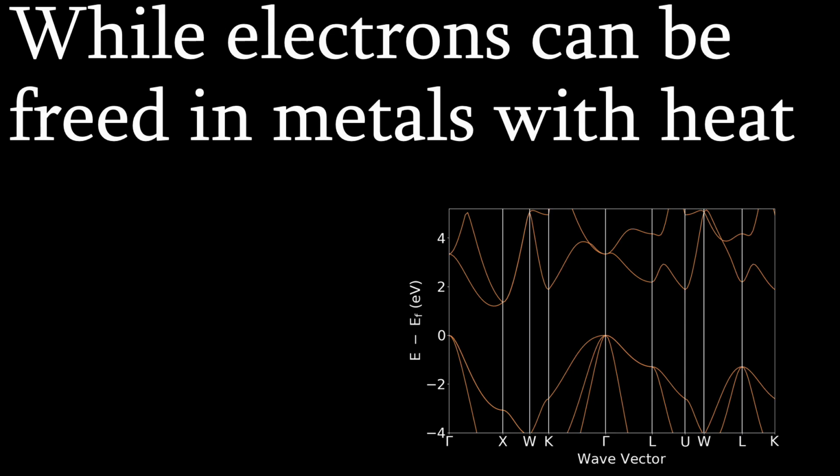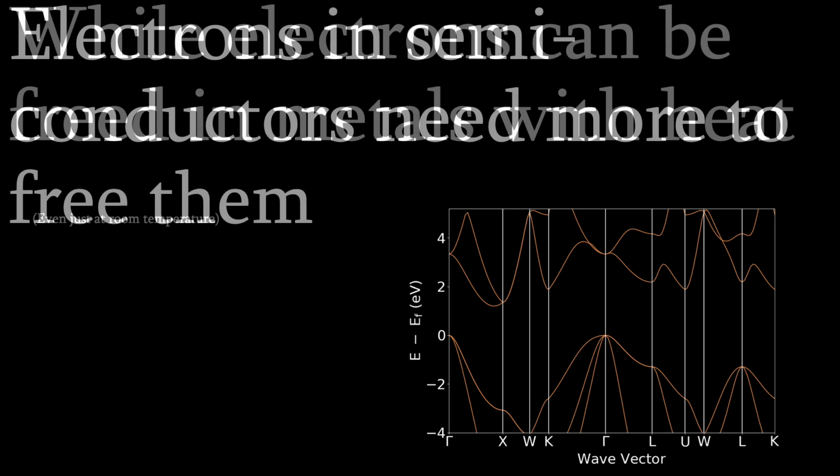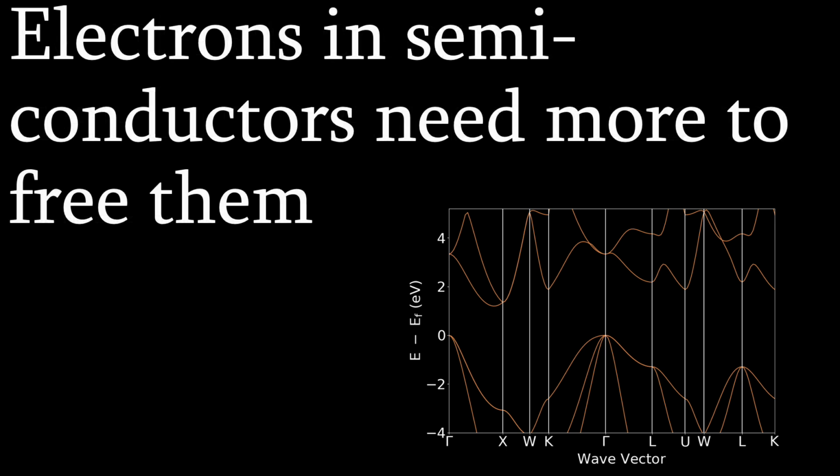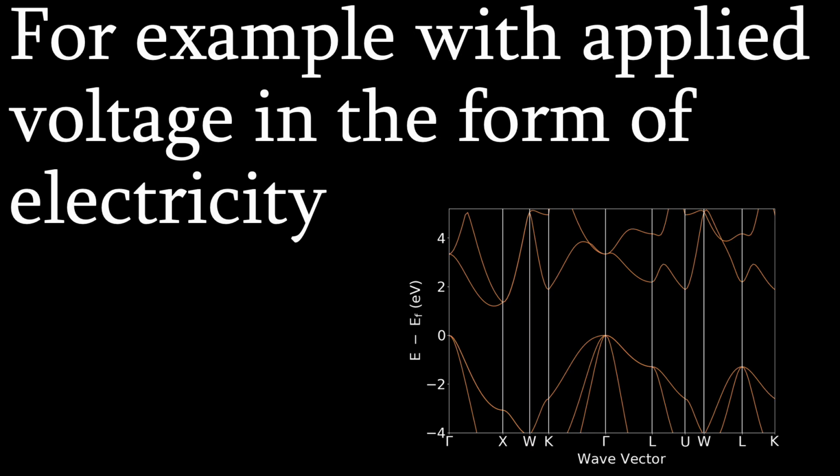While electrons can be freed in metals with heat, even just at room temperature, electrons in semiconductors need more to free them. For example, with applied voltage in the form of electricity. This is exactly why semiconductors are used in electronics, by the way.